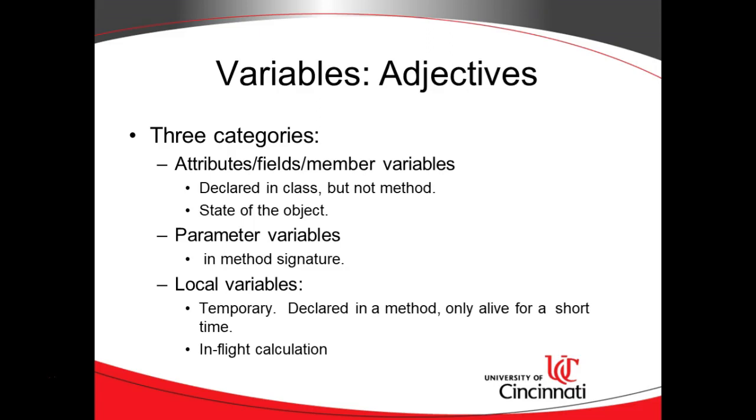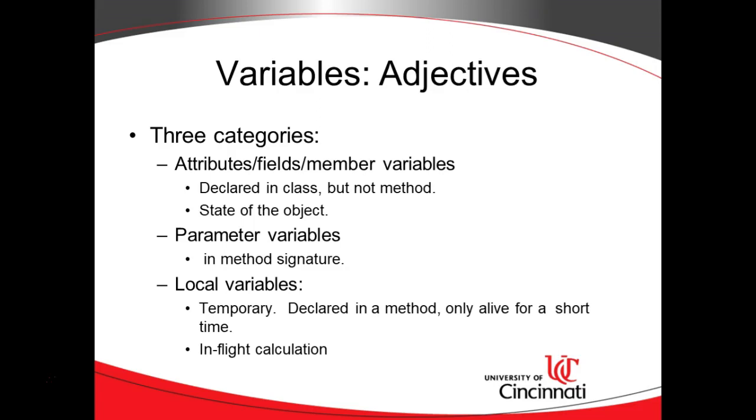Now, let's not confuse attributes, fields, and member variables with the other categories of variables that we have. A parameter variable, which we'll see on the next slide, is a variable that's declared in a method signature, and in this case, we're passing a value to a method. A local variable is a variable that's declared within a method, but not a parameter variable. It's declared somewhere within the method body. Could be declared within an if test or within a while loop or any kind of loop.